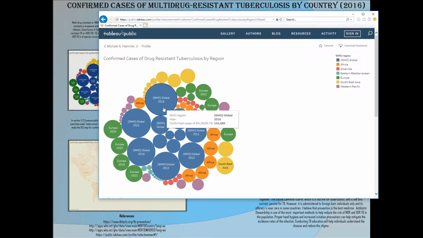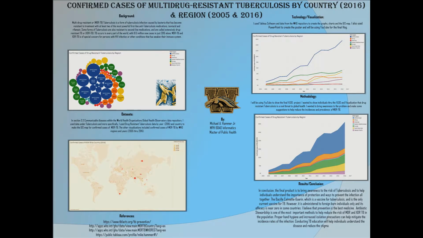In 2016, the largest number of new TB cases occurred in Asia, with 45% of new cases, followed by Africa with 25% of the new cases. So an additional graph that I created inside of Tableau is this bubble chart. The bubble chart actually shows for Southeast Asia in 2016, 46,269 cases of confirmed multidrug-resistant tuberculosis. Africa, for the same year, shows 27,828.